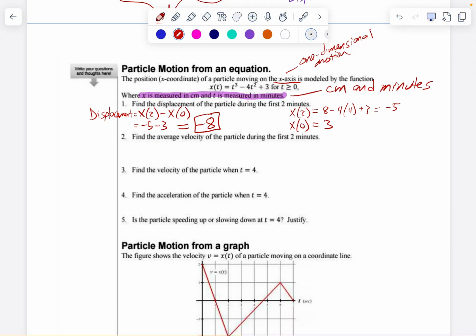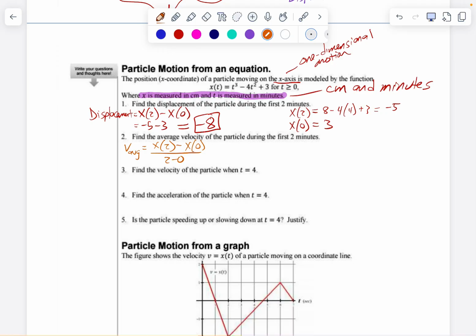All right, find the average velocity. What is average velocity again? Nope. Holy moly, you guys. I am going to have a stroke if we cannot get the difference between instantaneous and average. It's x of 2 minus x of 0, over 2 minus 0. Oh, I shouldn't be using S. I should be using X. Sorry.